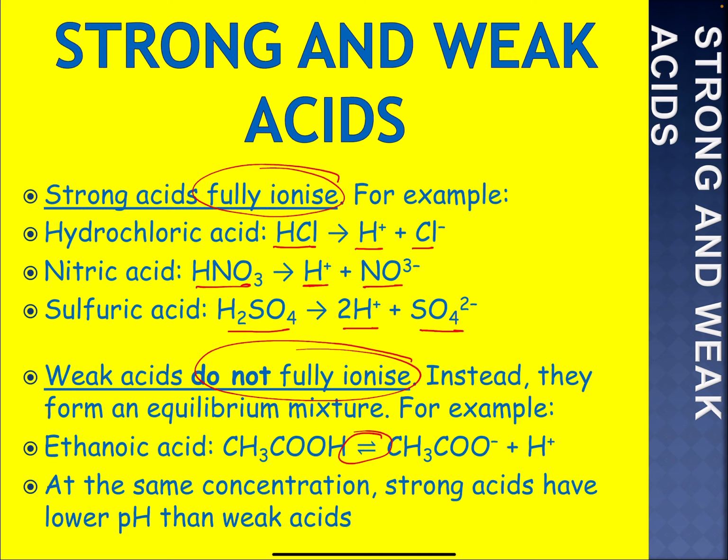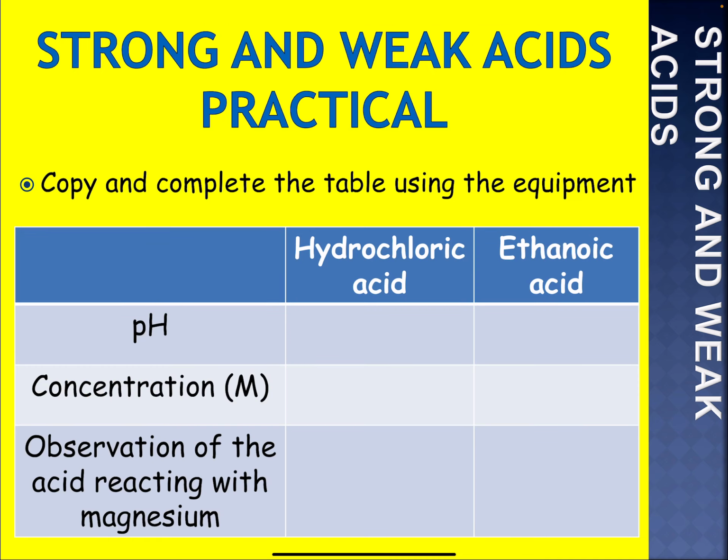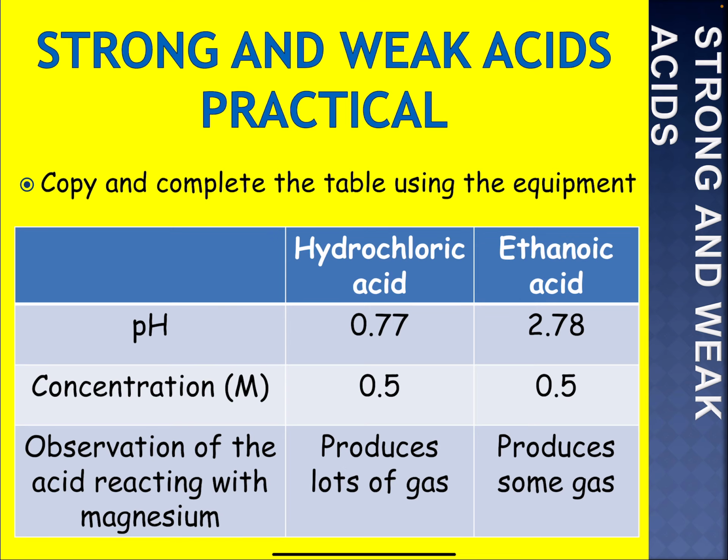At the same concentration, strong acids have a lower pH than weak acids. If we move on, here's an example. Hydrochloric acid, pH, ethanoic acid. And once again, the reason is because ethanoic acid has a lower concentration of H plus ions than hydrochloric acid. And hydrochloric acid fully ionizes, whereas ethanoic acid partially ionizes.